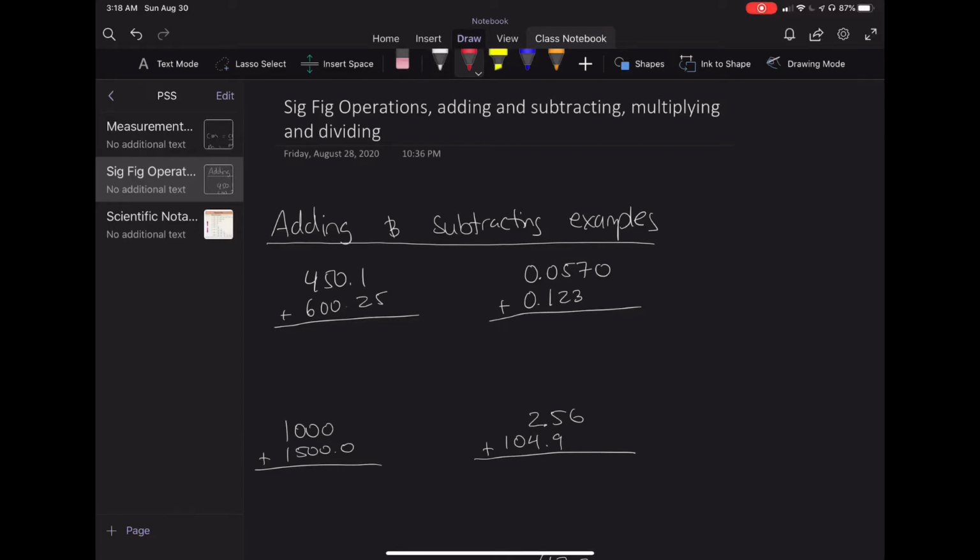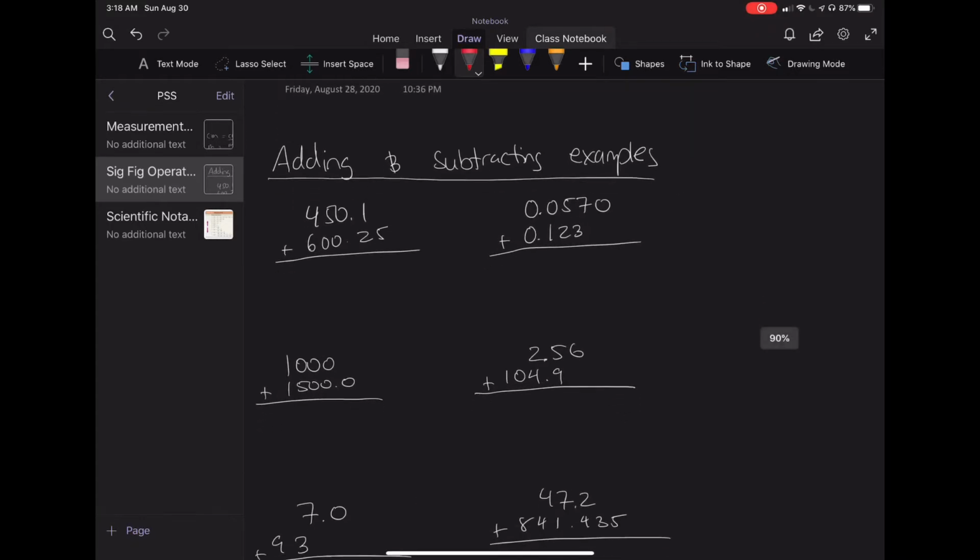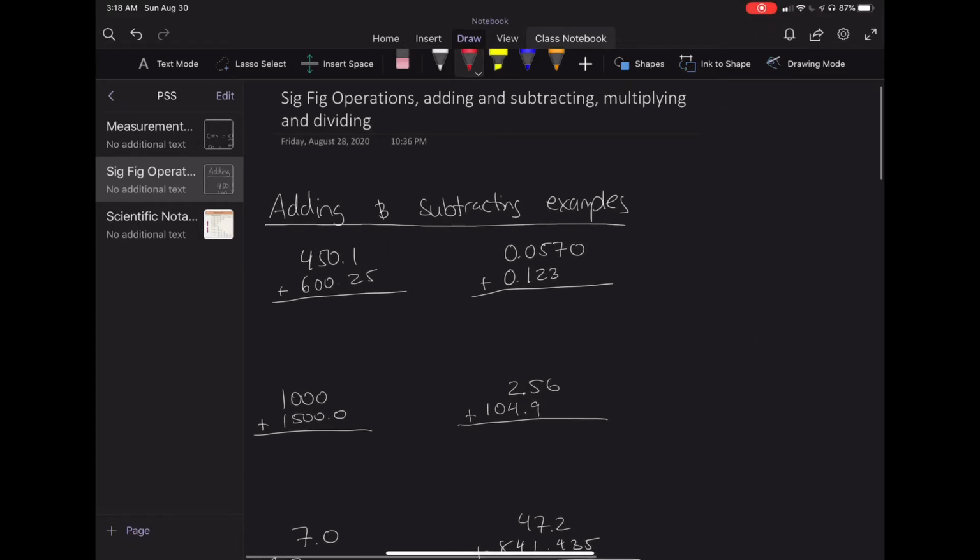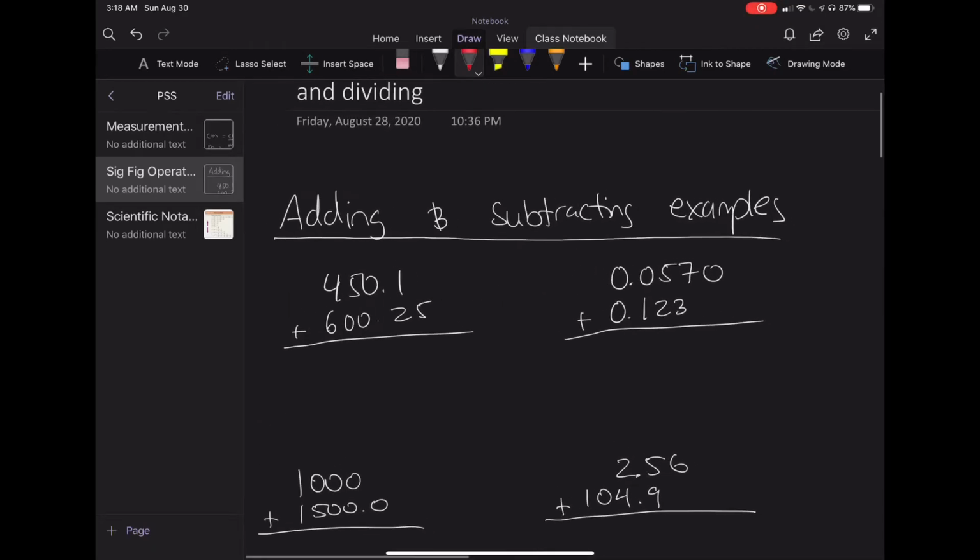So in this video, we're going to review sig fig operations, specifically how to determine how many significant figures should be in your final answer when you're adding and subtracting quantities or multiplying and dividing. So we're going to go through a bunch of examples because the rules are slightly different whether you're adding, subtracting, or multiplying, dividing.